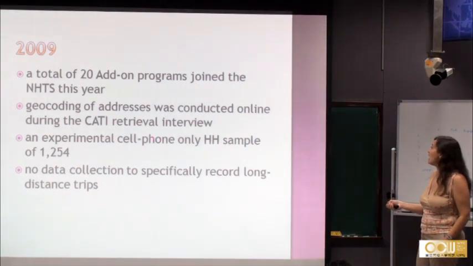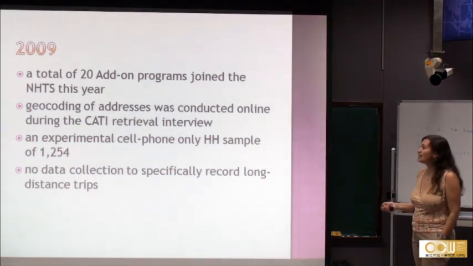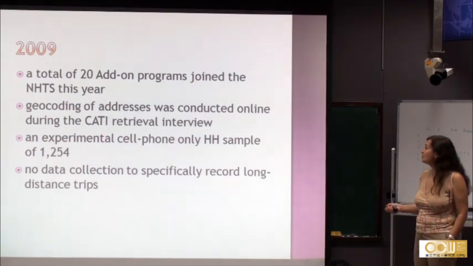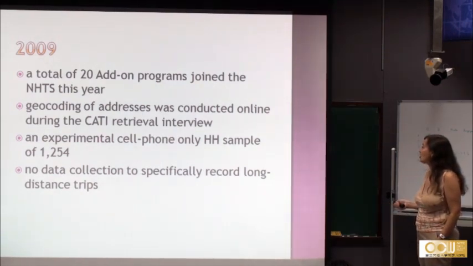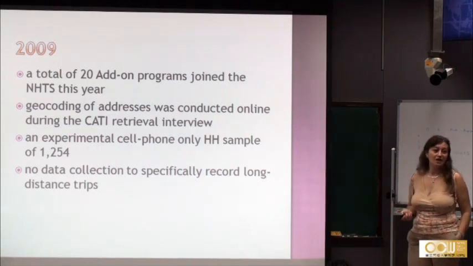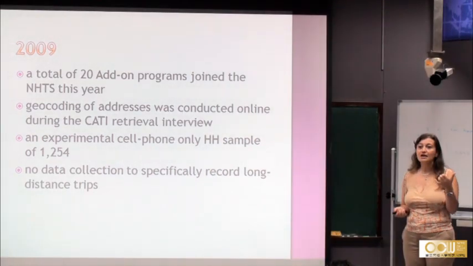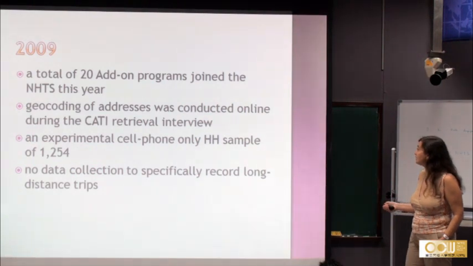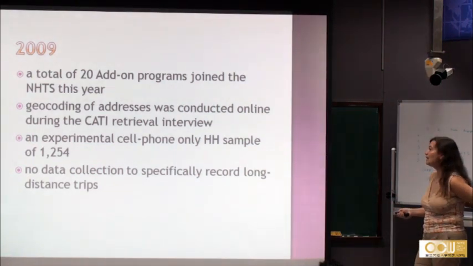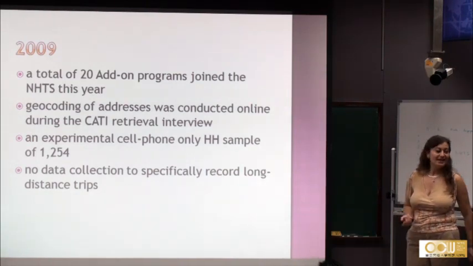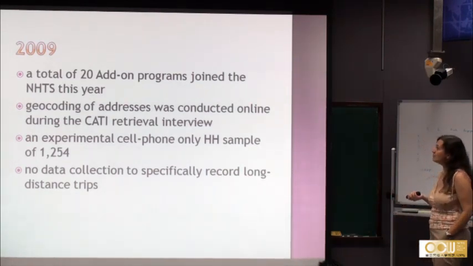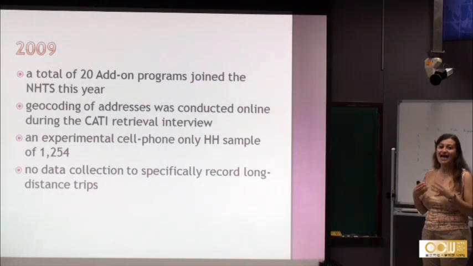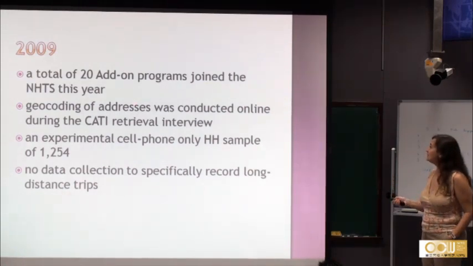It's very nice. Also, they are looking for new technology. So a small sample of the household travel survey was collected with cell phones, so they were able to record location. They had a little bit more than 1,000 collected with the cell phone, but no data collection for long distance. So you see that this has evolved over time, that what we are collecting is kind of different. So I would say 2009 was very successful to have these add-ons.